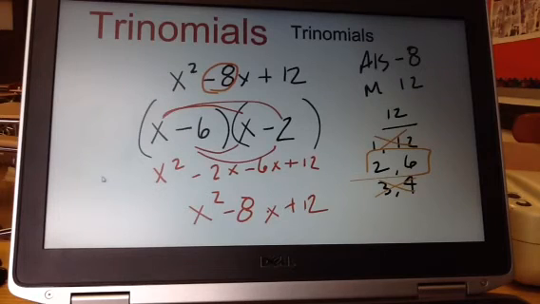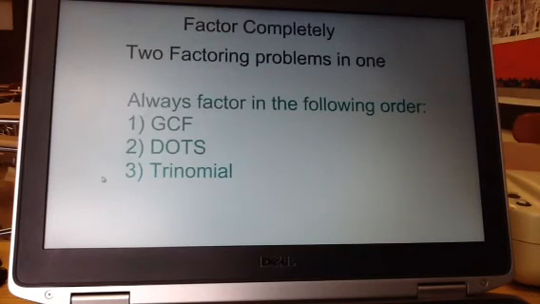Alright, so it's super important that you are careful with the signs that you wind up putting into your binomials so that the numbers work out correctly. Again, in this case, we want it to add or subtract to be a negative 8 and multiply to be a positive 12. The last type of factoring that you have to be familiar with is actually when the directions say to factor completely. It's in essence two factoring problems in one.